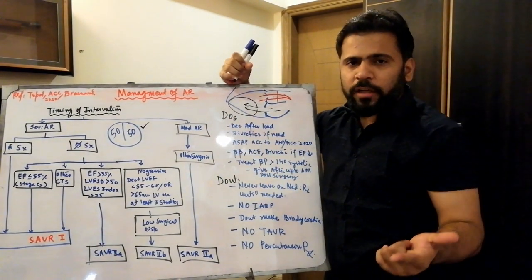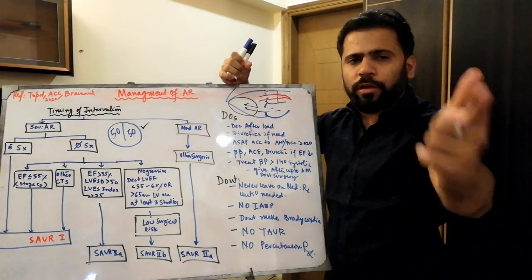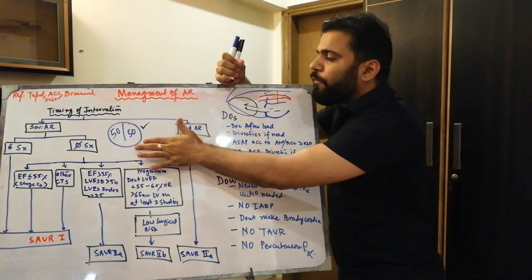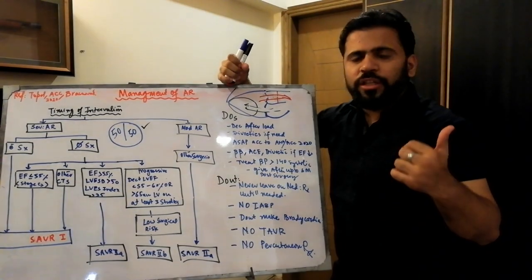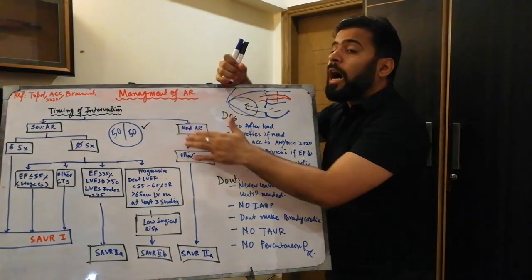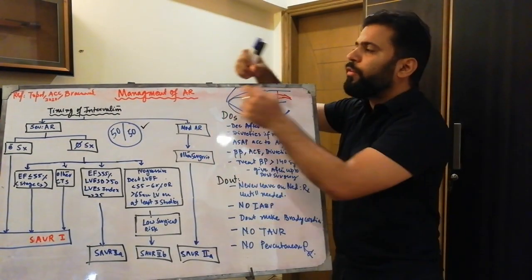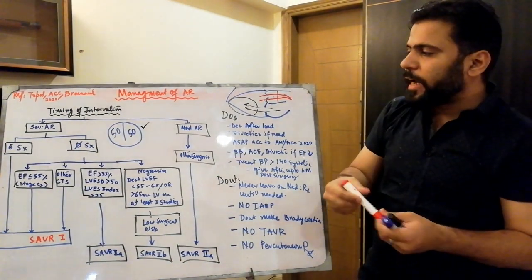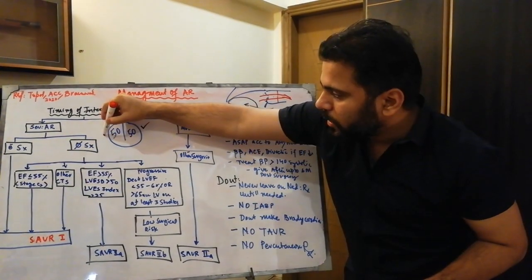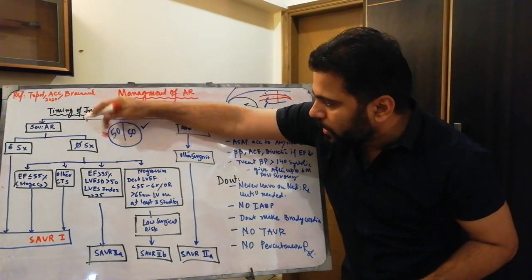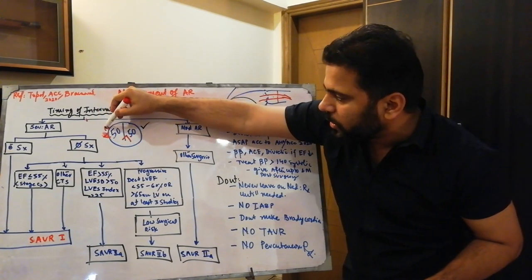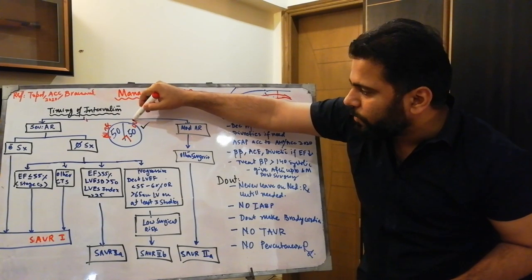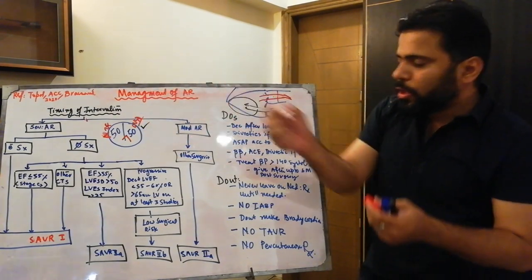If the ejection fraction is less than 50, then it is class 1 to do the intervention in your patient. And if the LV systolic dimension is more than 50... So this is the EF and this is the LV systolic dimension.